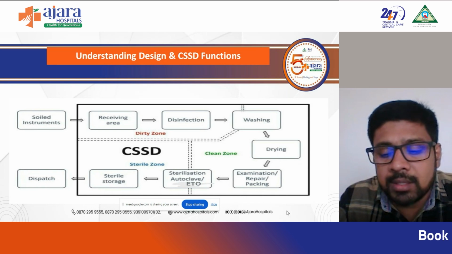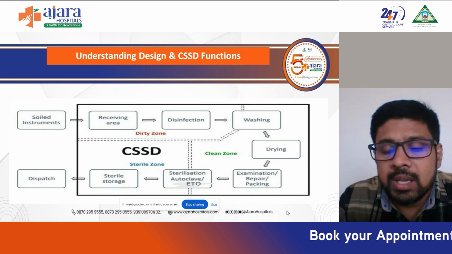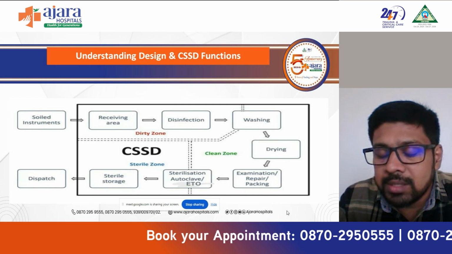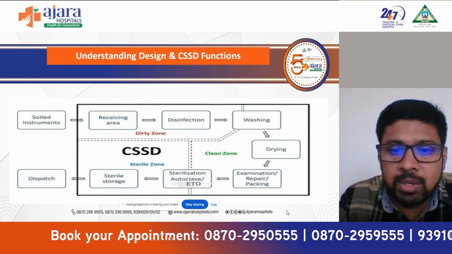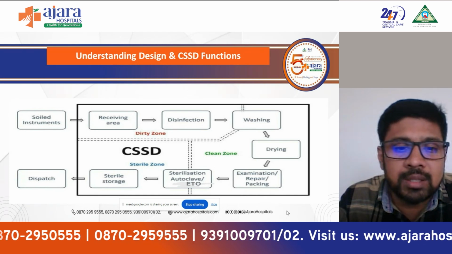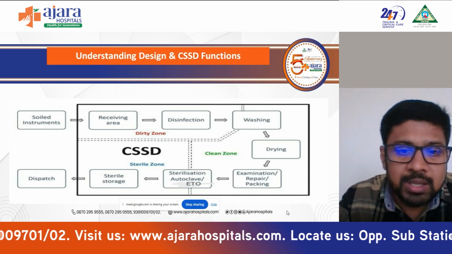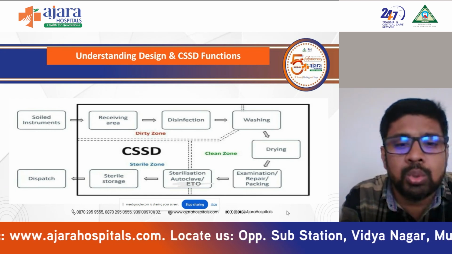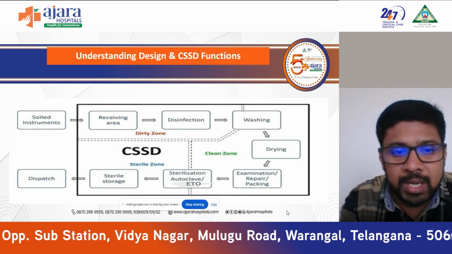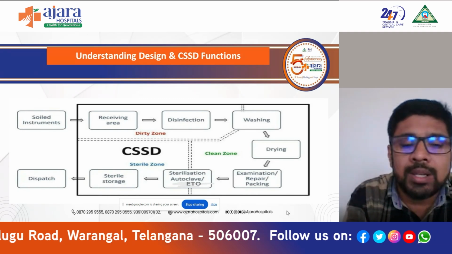Drying is very important. If it is not dried, there is a chance of the instrument rusting. Next is examination. Examination means checking if any instrument is non-functional and needs repair. After that it will go for perfect packing, and then it will go to the autoclave or ETO, that is, the instrument will undergo the sterilization process. Then the instrument will go to the sterile zone. From the sterile zone, there is a storage. There is a particular temperature we need to maintain in that sterile storage, which we'll see in later slides, and it will go to the dispatch counter.